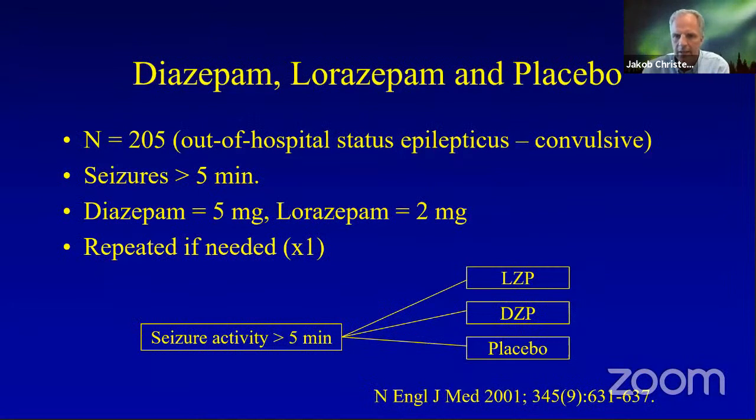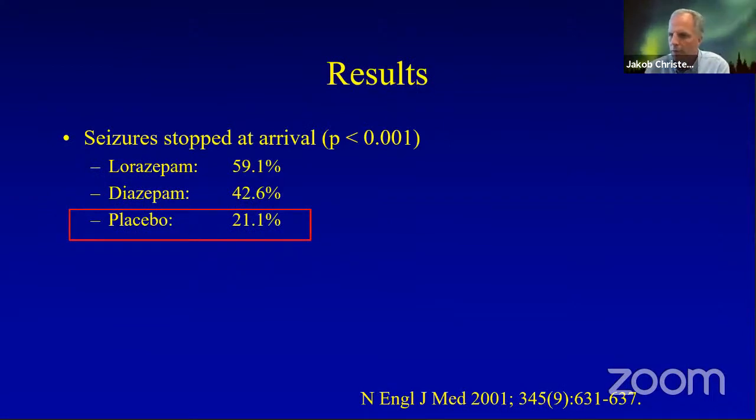So where does the evidence come from? So this is a randomized trial, quite old randomized trials, but it's relevant because it actually includes a placebo group. So what they did was they looked at out-of-hospital status epilepticus. It was convulsive status epilepticus, defined as seizures with a duration of more than 5 minutes. And then they were randomized to either placebo, diazepam 5 milligram, or lorazepam 2 milligrams, and this could be repeated once if needed. And the outcome was whether or not seizure was stopped at arrival to the hospital.